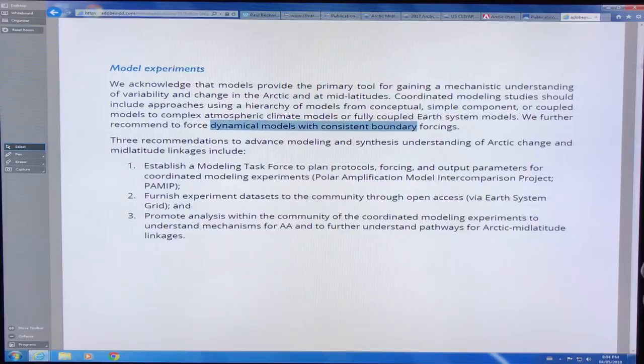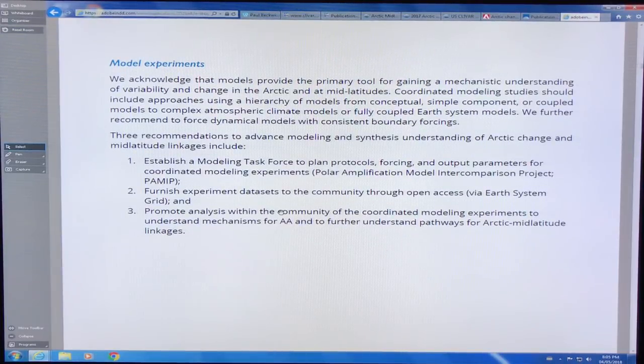And use the data to force models with consistent boundary forcing. So use the data to set up the boundary and run the model. So there should be a modeling task force, okay? There's something called CMIP. We need PAMIP, the Polar Amplification Model Intercomparison Project. This would be a new umbrella group to set up, with a modeling task force to coordinate the data, coordinate runs, etc. Have everything open access, all the data, and promote analysis within the community of coordinated modeling experiments.